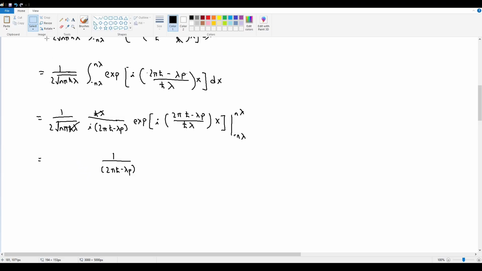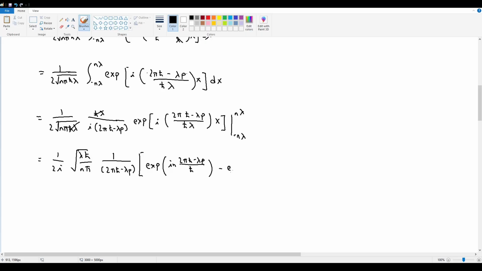Let's rewrite this as a full fraction. So this is going to be 1 over 2i multiplied by the square root of lambda h bar over n pi, like that. And finally on this side we have our exponential. So this is going to be exp of, what is that? If I multiply this by n lambda, the lambdas cancel out, so this is going to be i n 2 pi h bar minus lambda p over h bar, I think. i n 2 pi h bar minus lambda p over h bar, yeah.